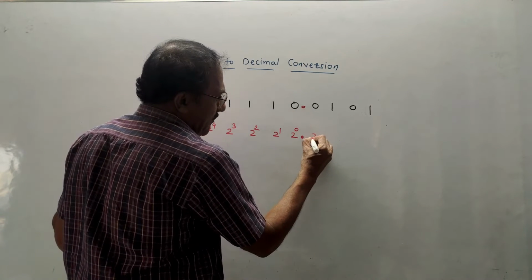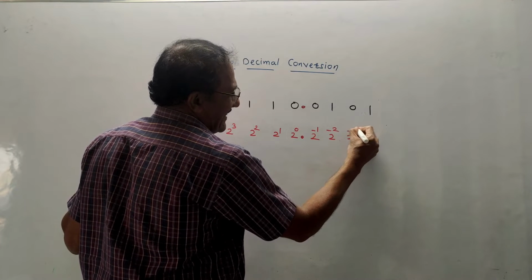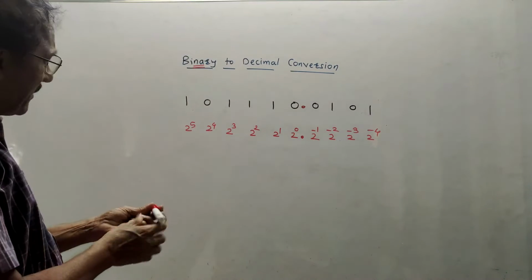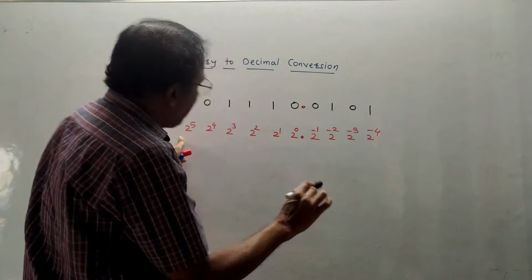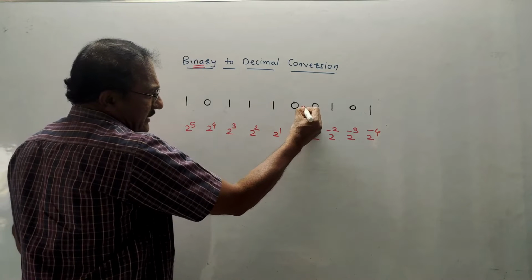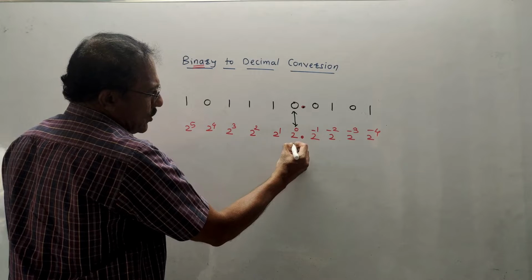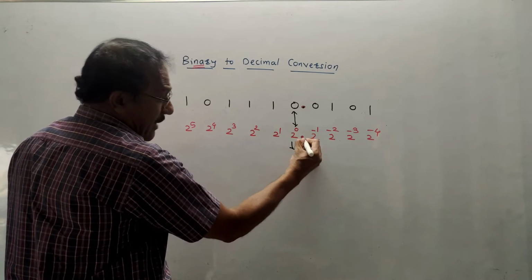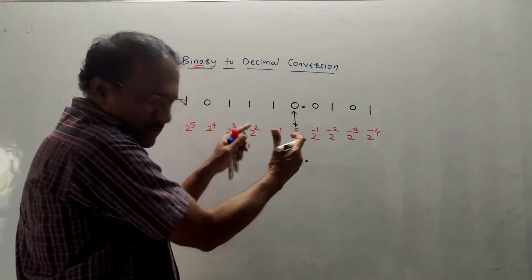After the decimal point, the powers are negative, like 2 raised to minus 1, 2 raised to minus 2, 2 raised to minus 3, 2 raised to minus 4, and so on. Now, this is called the weighting multiplier. The remaining part: this is the decimal point, this 0 is multiplied with 2 raised to 0. So naturally 0 into anything is 0. This will produce 0.